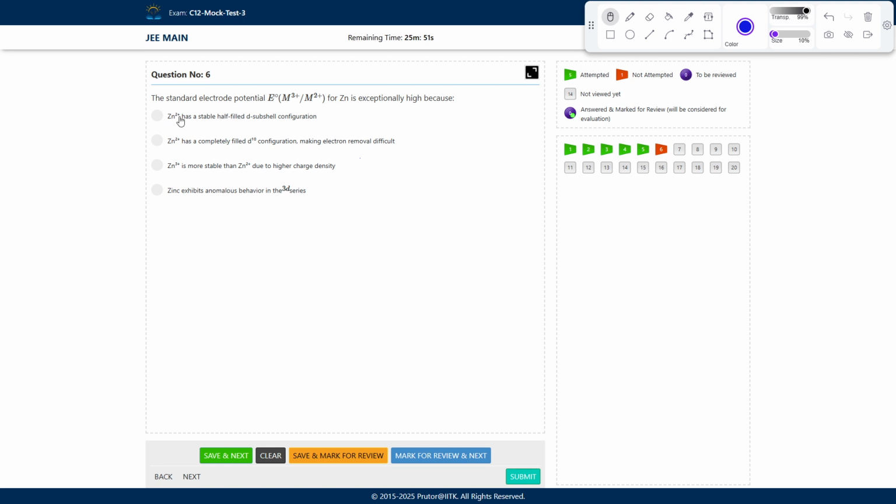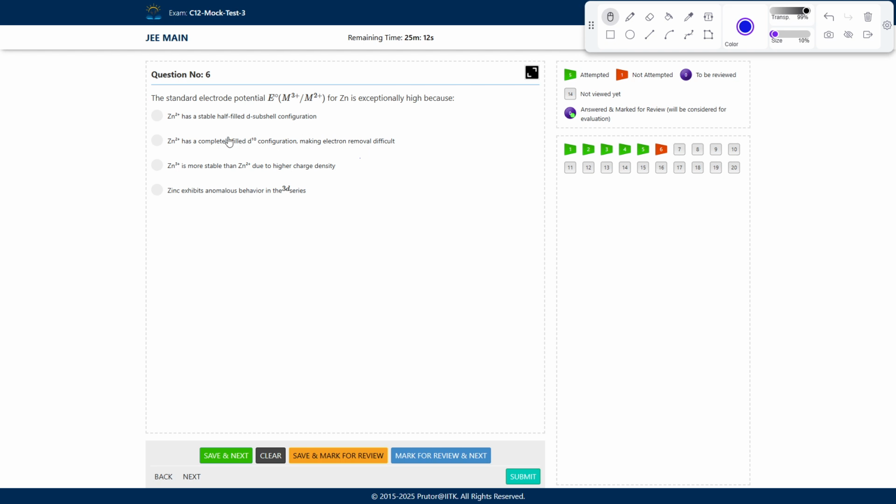Let's see. Zinc 2+ has a stable half-filled d subshell configuration. Zinc 2+ has a completely filled d10 configuration, making electron removal difficult. Zinc 3+ is more stable than zinc 2+ due to the higher charge density. Or zinc exhibits anomalous behavior in the 3d series. Anomalous means exception behavior in the 3d series. So I have to tell which reason suits this statement, that the E naught for zinc is exceptionally high.